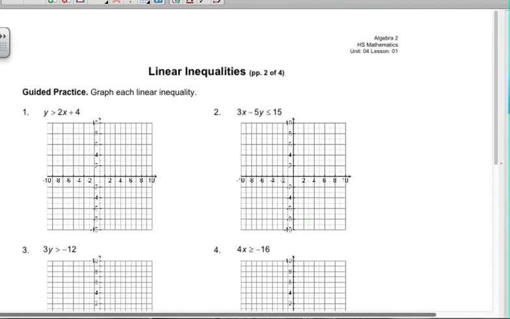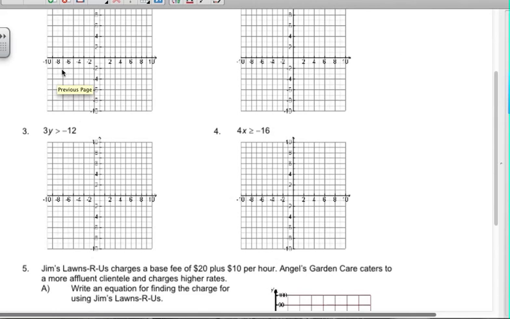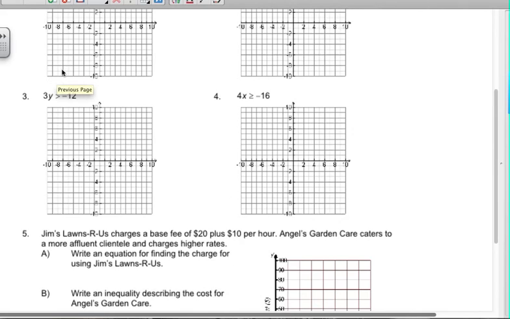Okay. Let's do some practice. And then you're going to be doing the next 2 pages by yourself.